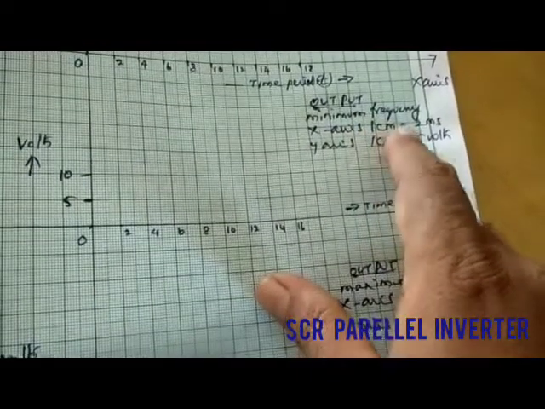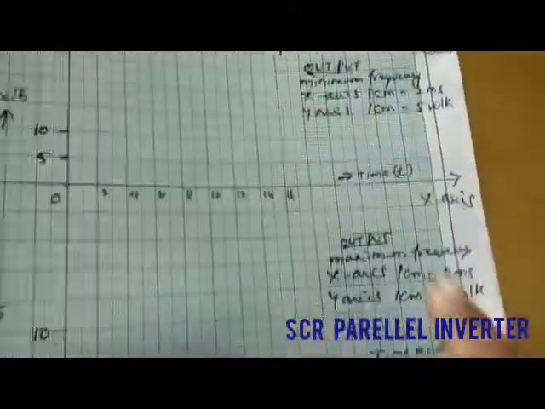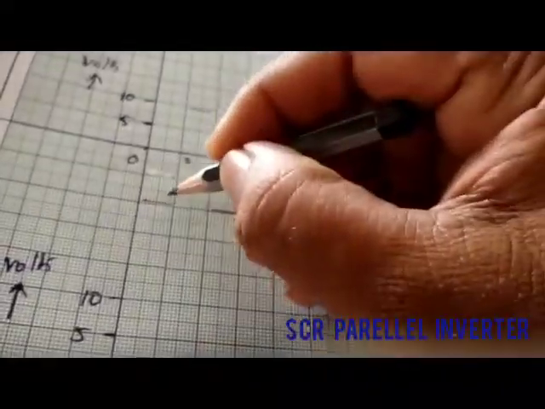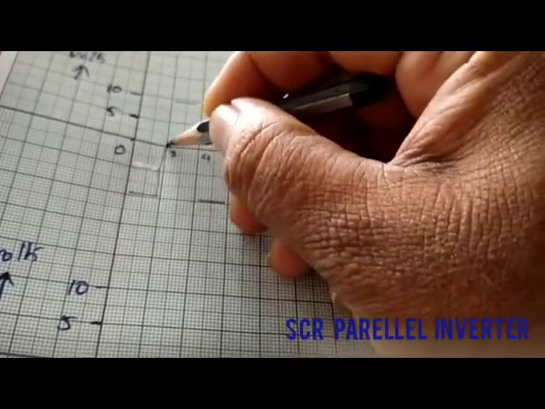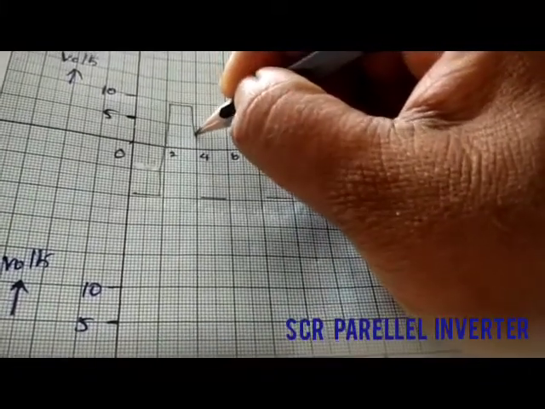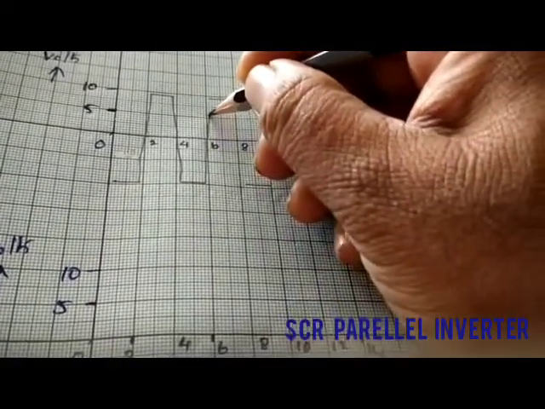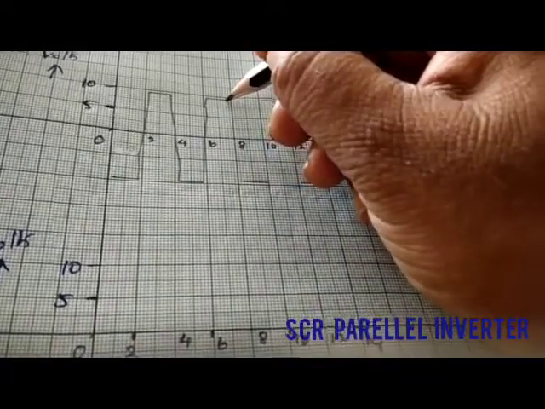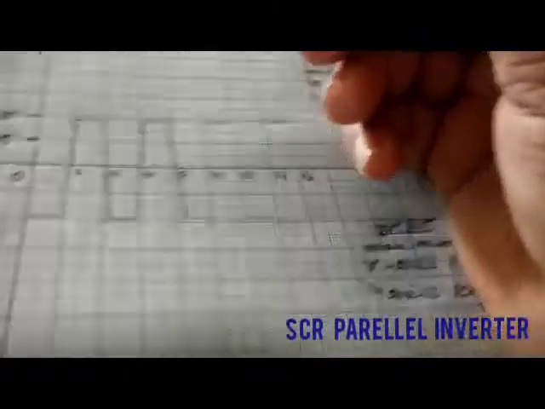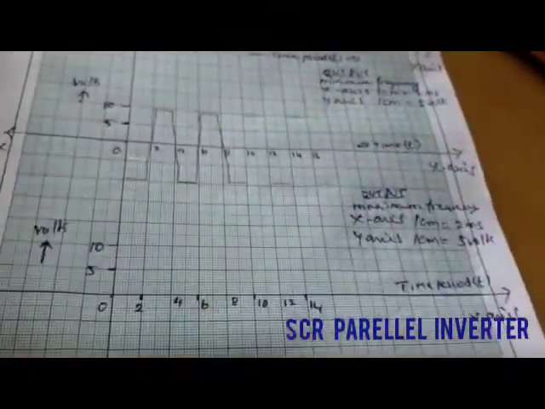Here on the x axis, 1 centimeter equals 2 ms, and on the y axis, 1 cm equals 5 V. Same in the maximum also. And like this you can draw for the minimum frequency output.